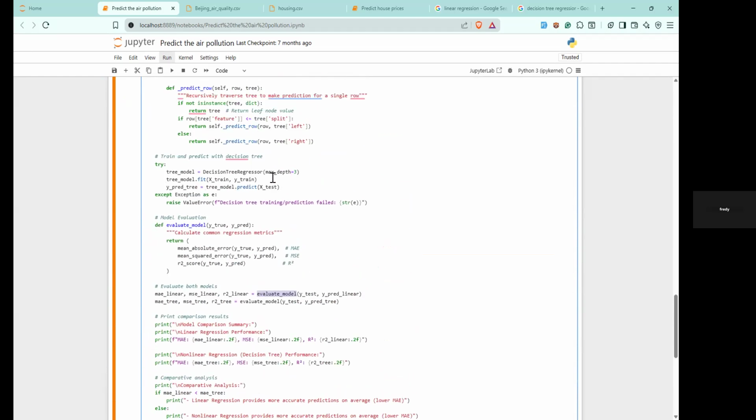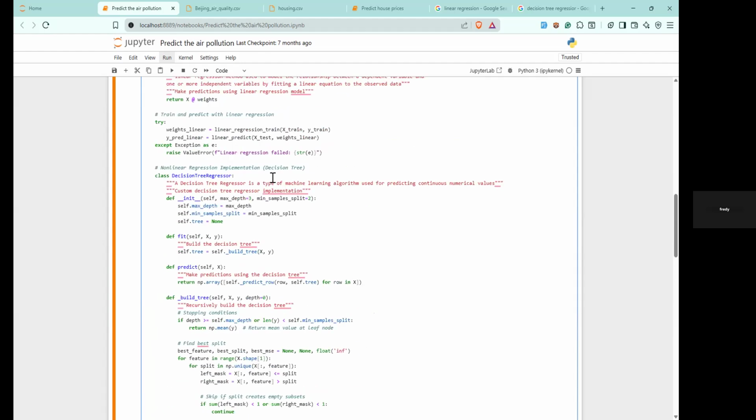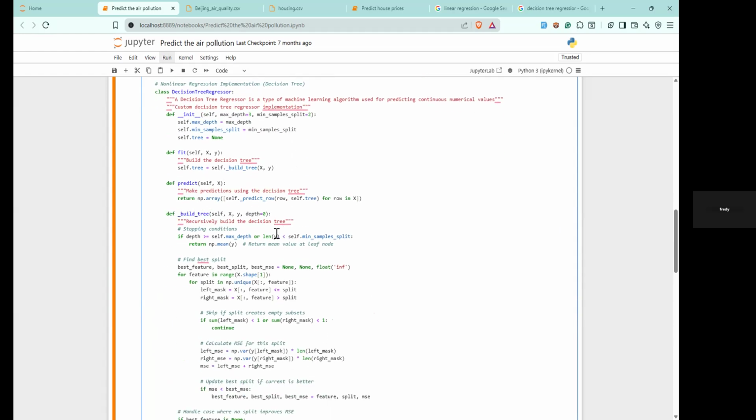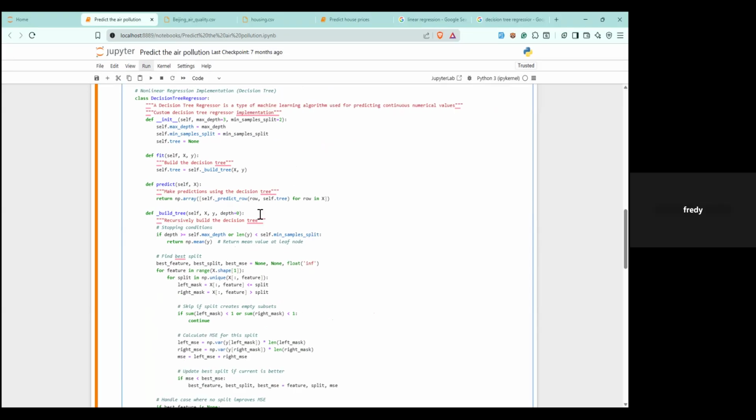So let me explain the decision tree regressor, and then we can move to the results. The decision tree regressor is basically a machine learning algorithm. It uses a tree to be able to predict the pollution. It will have parameters, especially maximum depth, which we need to define, and the minimum sample split. So we are building a tree, and from the leaves and nodes of the tree, we'll be able to predict the pollution.